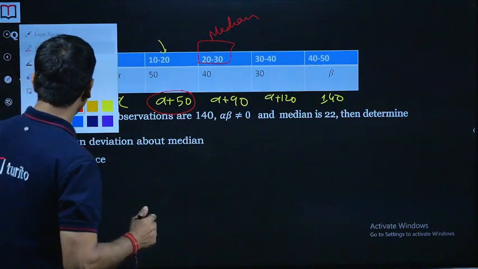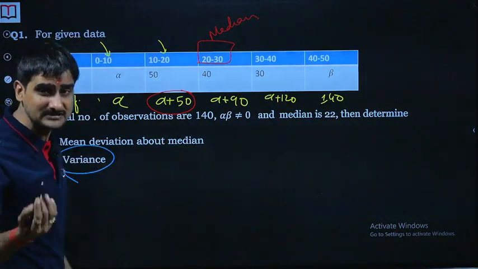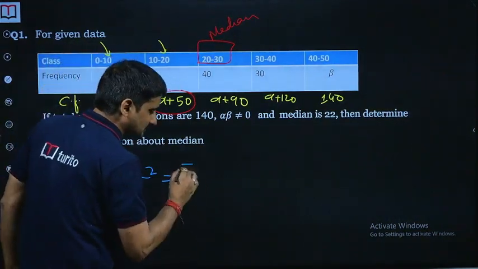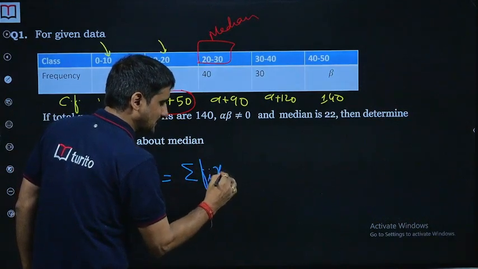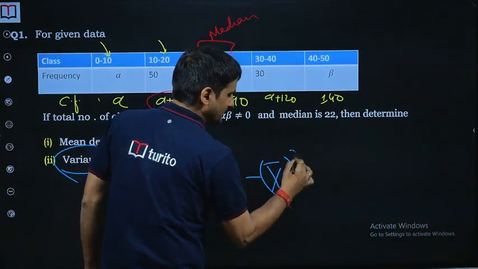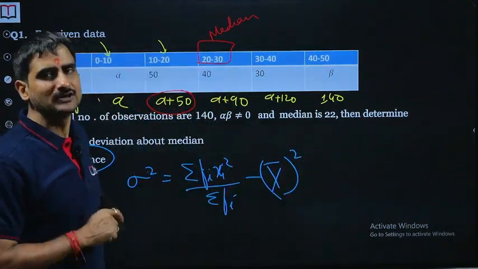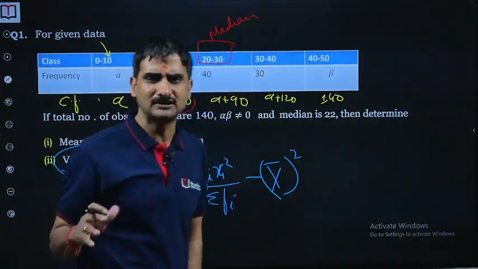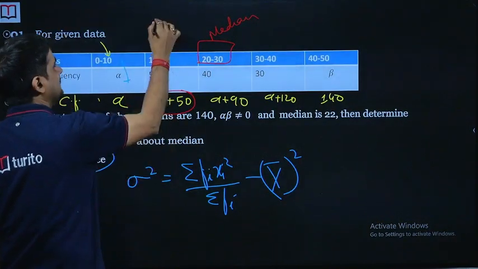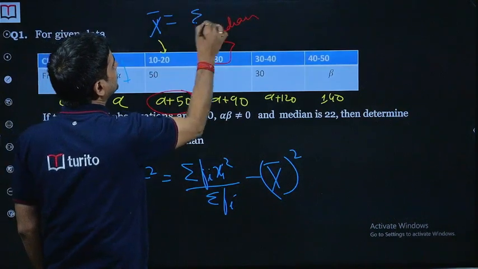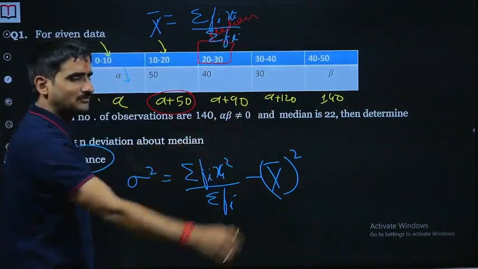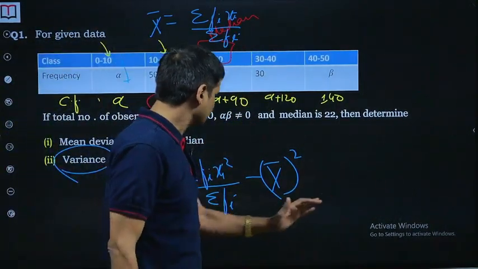Now what will we be doing for variance? Variance is standard deviation whole square. We have two results for variance. One is summation fi xi square upon summation fi minus mean square. To get variance, we need the mean of the data. Mean is nothing but summation fi xi upon summation fi. Since we know alpha and beta, we know everything here, so we will get the mean.